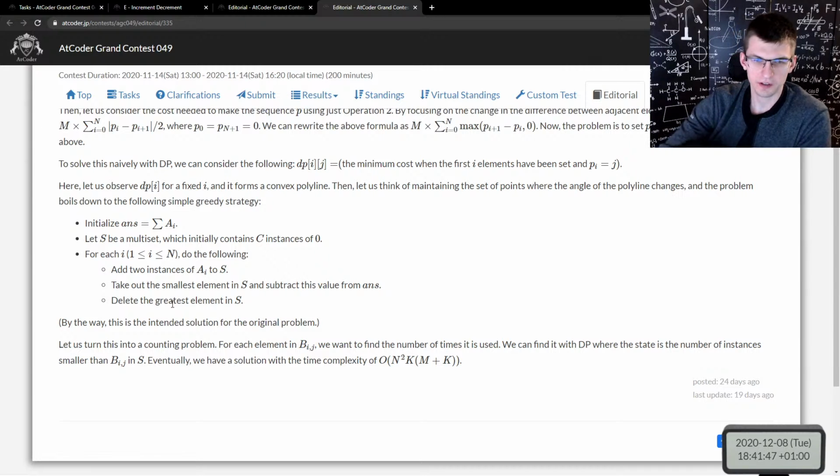Well, if all of that is indeed true, then the answer starts like this. Then we care about it being the smallest element. So basically how many times it will be subtracted. That means in the prefix, the number of added smaller elements doesn't exceed something. Yeah, the number of instances smaller than bij.